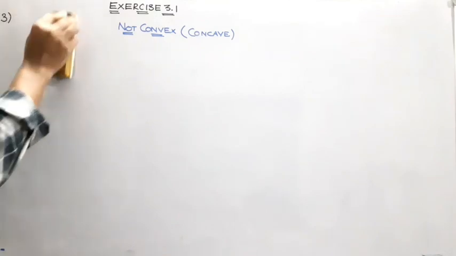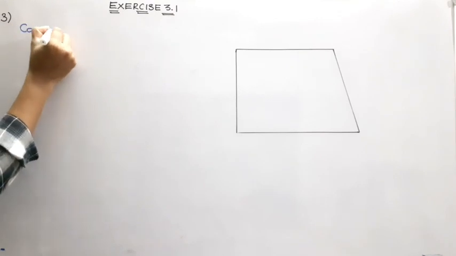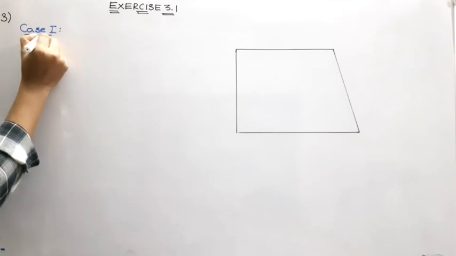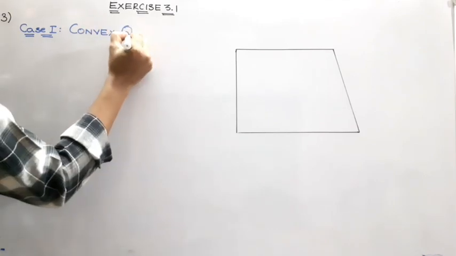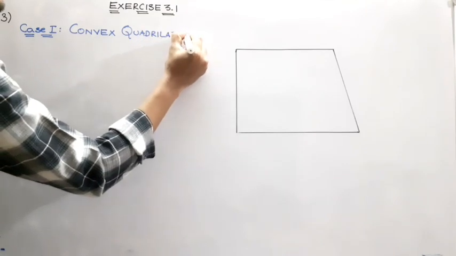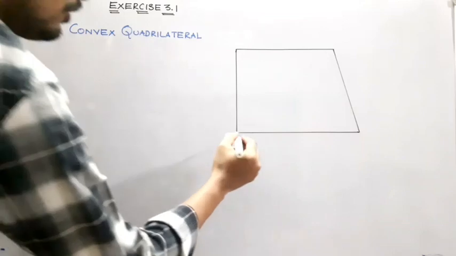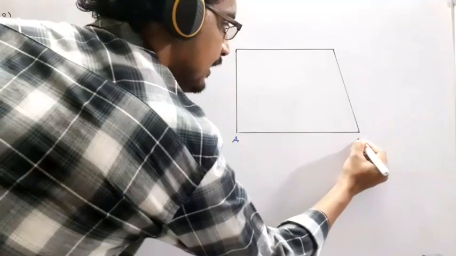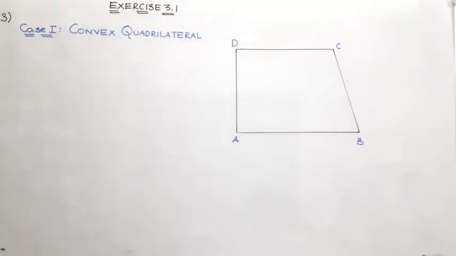So I am writing the solution. Please check the board carefully. To start with, the first case, case 1, it is a convex polygon or convex quadrilateral. So we are going to check the sum of the angle measures of the convex quadrilateral. Here is a convex quadrilateral. I am going to name it quadrilateral ABCD.